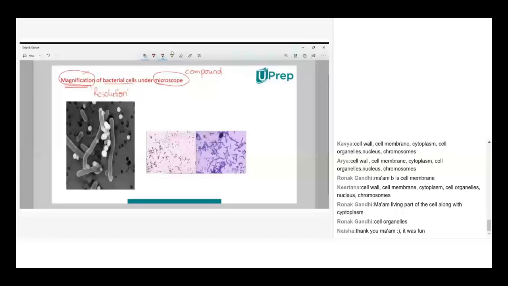Now here, bacteria can be observed under a microscope only if they are stained. Just by taking a drop of water and observing under a microscope will not give you any idea about the bacteria. The process of staining is called Gram staining.